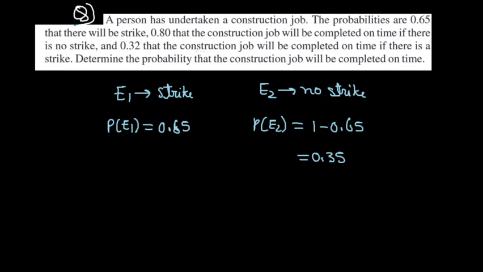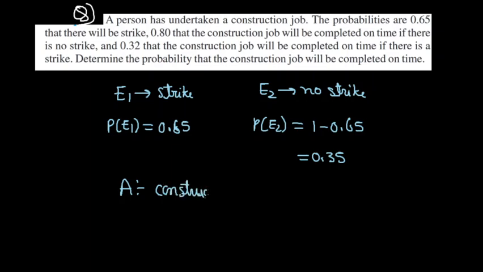So what is being asked here? The probability is 0.8 that the construction job will be completed on time if there is no strike, and 0.32 that it will be completed on time if there is a strike. Determine the probability that the construction job will be completed on time. Let us consider A as the event of completing the construction job on time.